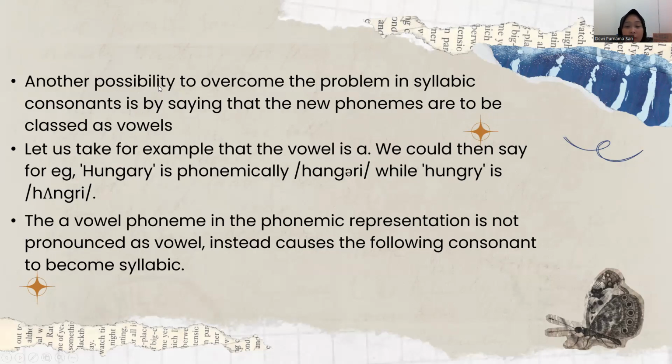Another possibility to overcome the problem in syllabic consonants is by saying that new phonemes are to be classed as vowels. Let us take, for example, that the vowel is a schwa. We could then say, for example, Hungary is phonemically Hungary, while hungry is hungry. Hungary and hungry, right? You see the difference, okay? There is no insert in this hungry. The vowel phoneme in the phonemic representation is not pronounced as a vowel. Instead, it causes the following consonants to become syllabic.